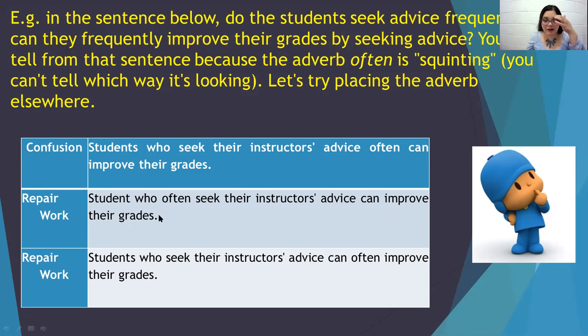In this one, students who often seek means that they do not always seek advice. Sometimes they do it, but on a regular basis. And in the second one, it means students who seek their instructor's advice can often improve, but they don't improve all the time. Can often improve, but we don't guarantee that because of the advice they receive from the instructor, they will do well.